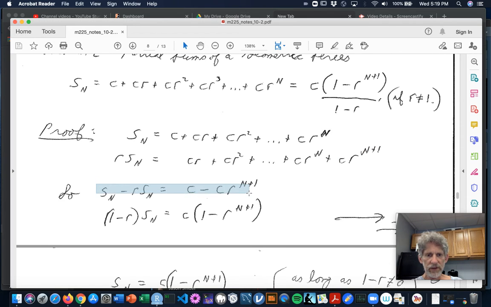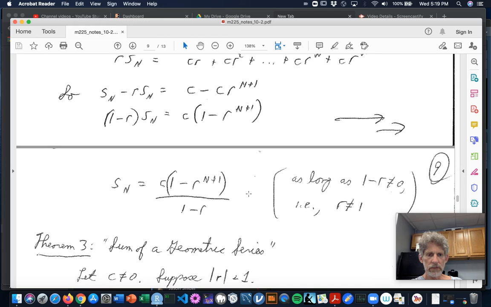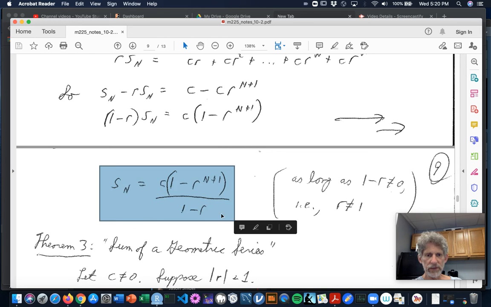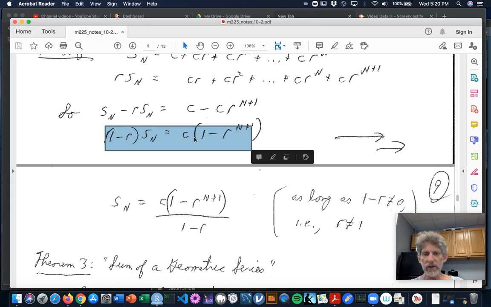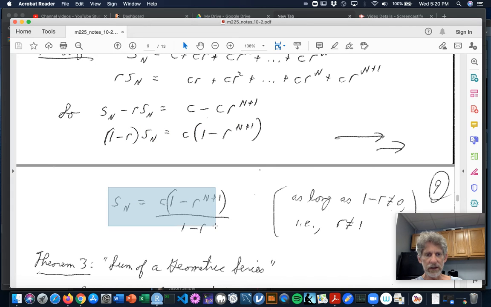So now I know this fact, and I will proceed to solve for s sub capital N. And when I do, I have this expression. So you can see this makes sense as long as r is not 1. As long as r is not 1, we can start with here, divide both sides by 1 minus r, and get to here.